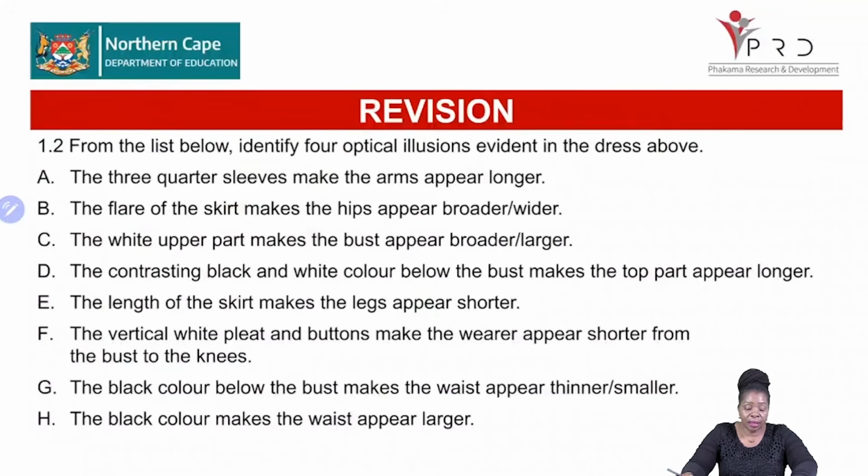And then E says the length of the skirt makes the legs appear shorter. And then F says the vertical white pleat and buttons make the wearer appear shorter from the bust to the knees. G says the black color below the bust makes the waist appear thinner or smaller. And the last one, which is H, says the black color makes the waist appear larger. Right, so let's identify 4 optical illusions from the dress, and then we can move on to the solutions.